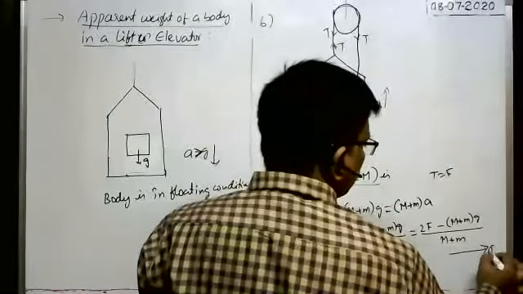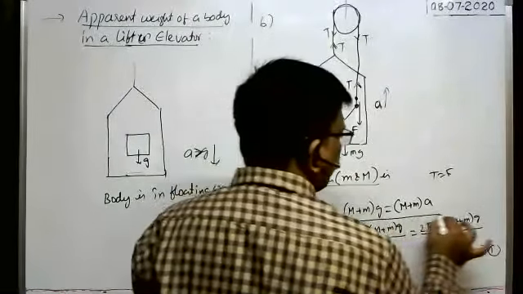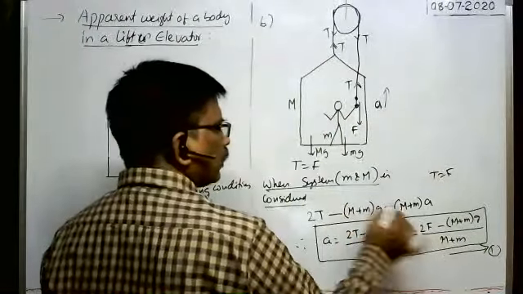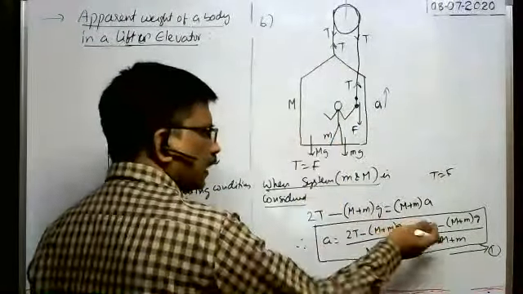This is equation 1. So this formula is also very, very important. When the man pulls the rope with certain force F, with what acceleration the lift moves upwards, this is the formula.